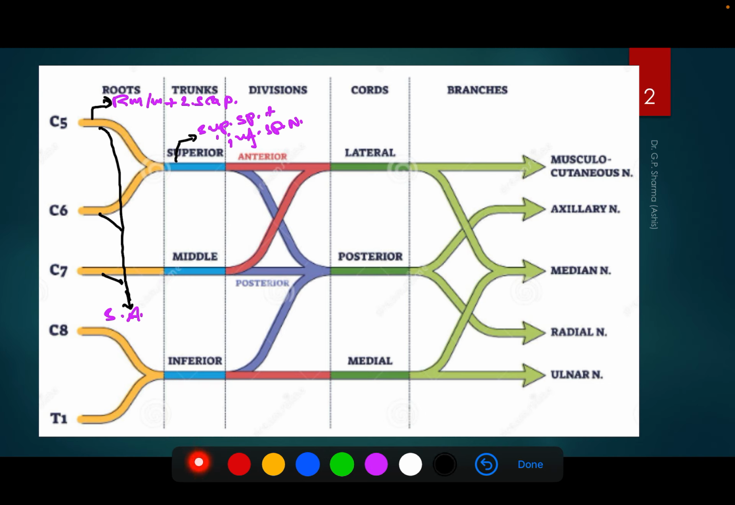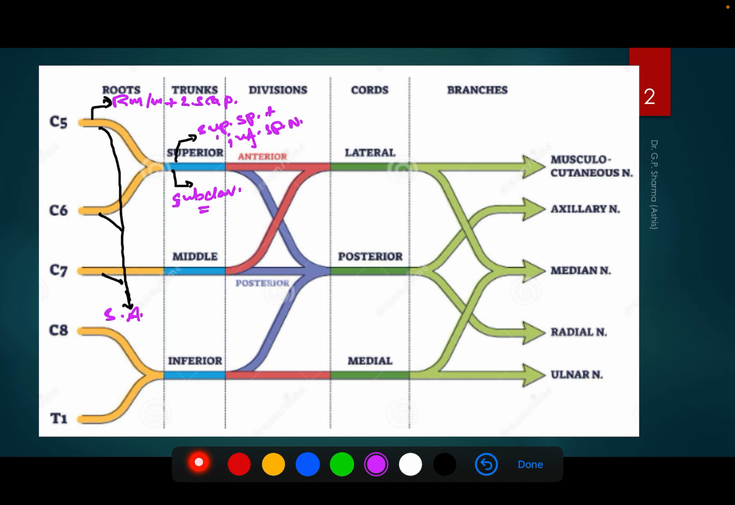After that, I have here the nerve to subclavius. This nerve to subclavius is going to my subclavius muscle. Which muscle? Subclavius muscle. The subclavius muscle is present below the clavicle, in the subclavian groove. So you have to remember the muscle attachment in the bone. In the next lecture we will make the muscle attachment as well. So these are the branches from the root and their muscles supplied.